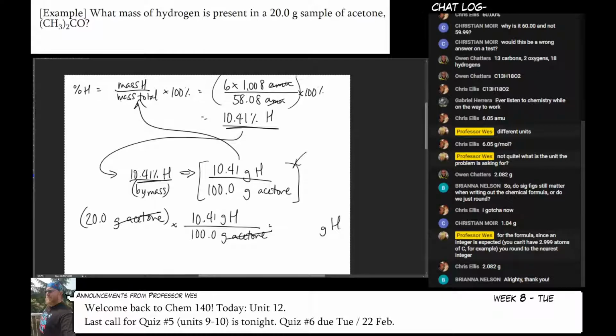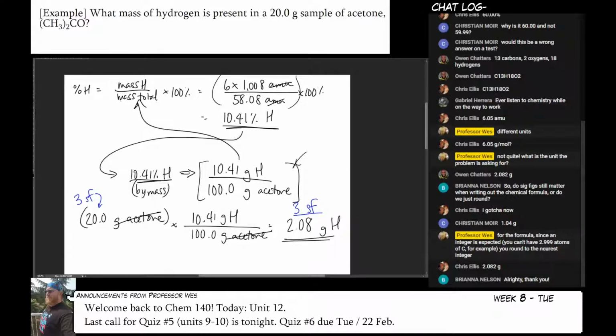But this is where the dimensional analysis is going. So now I just take 20 times my answer. And I get 2.08 grams of hydrogen. So in a 20-gram sample of acetone, 2.08 of those grams are hydrogen. I only get 3 sig figs because I only have 3 sig figs here, for what it's worth. All right.